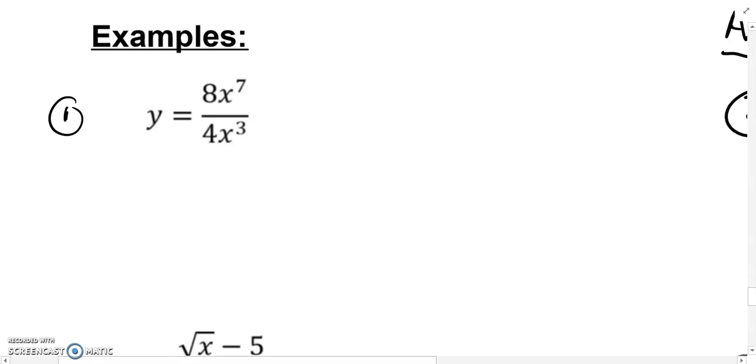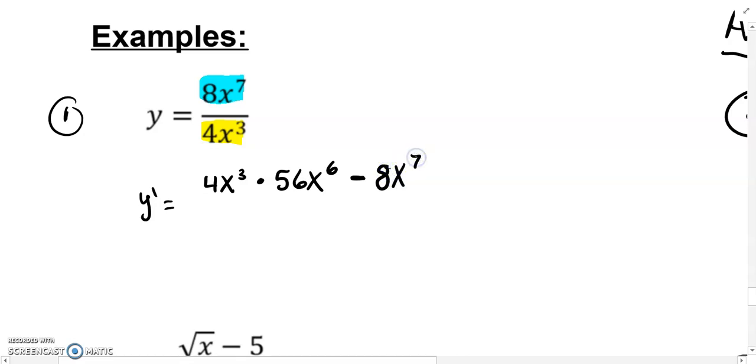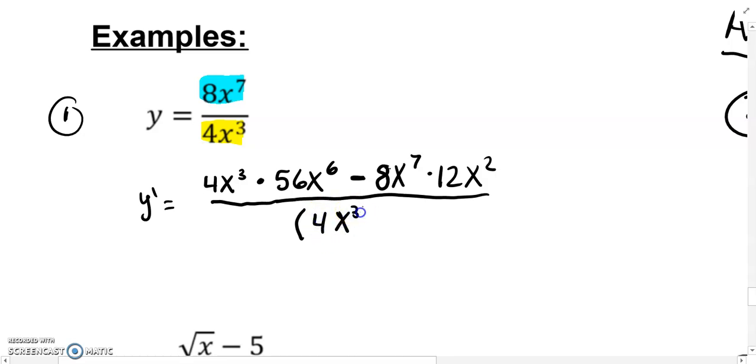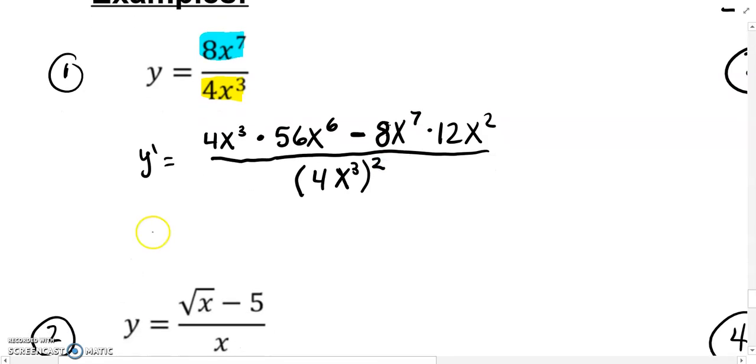Here we go. We have our low term, which is 4x cubed. We have our high term, which is 8x to the 7th. And so our derivative is going to be low d high. So that's going to be 8 times 7, so 56x to the 6th, minus high d low, and that's all divided by a long fraction bar here, low squared. Now, keep in mind, it's not just low, it's the entire quantity squared. And you're going to see how that's important here in just a moment.